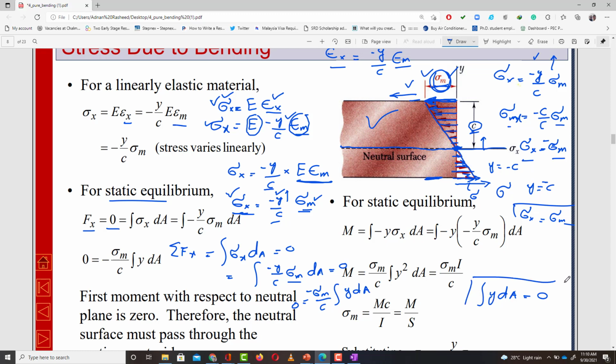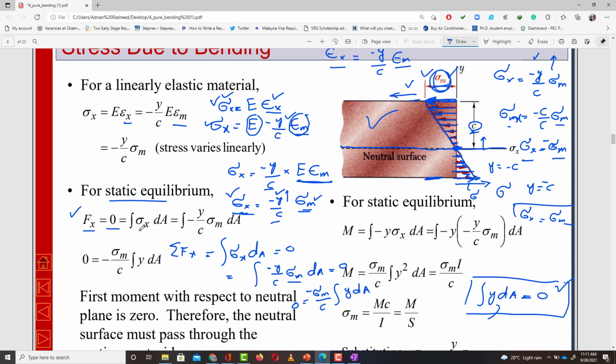The integral of y into dA is the first moment of inertia. So the first moment of inertia about the neutral axis is equal to 0. So this is also a proof. If someone asks you to show how the first moment of inertia about the neutral axis comes out to be 0, this here is the proof that the sum of all forces along the x direction must be equal to 0.